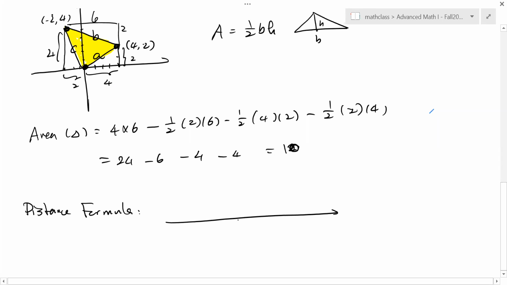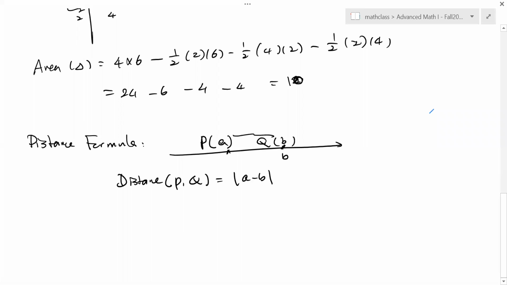If it's just a coordinate line, here's A, that's B, and the distance between those two: this point is a point called P with coordinate A, and this point Q has coordinate B. So the distance between P and Q is just the difference of these two coordinates, and you take the absolute value. The distance is always positive.